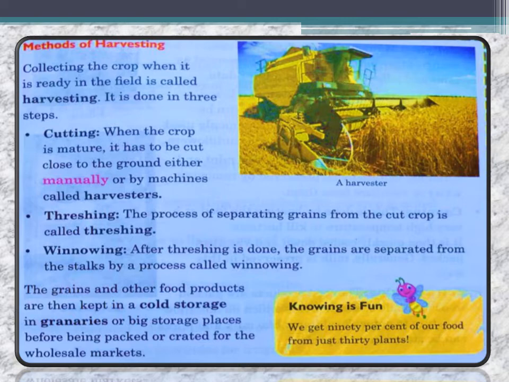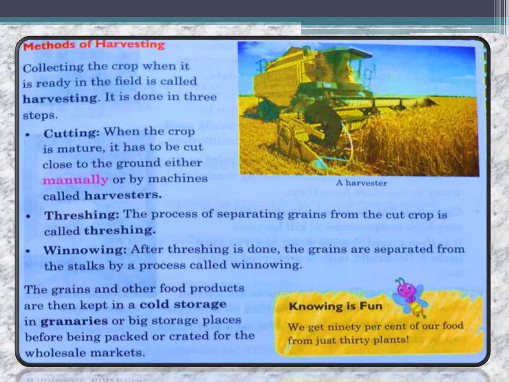And it is done in 3 steps. First is cutting. First you have to cut the crop. So when the crop is mature, when it is ripe, the crop has to be cut. And this is done by machines or it will be done manually. Either people will do it manually or there are machines called harvesters. So by that also cutting of the crops can be done.